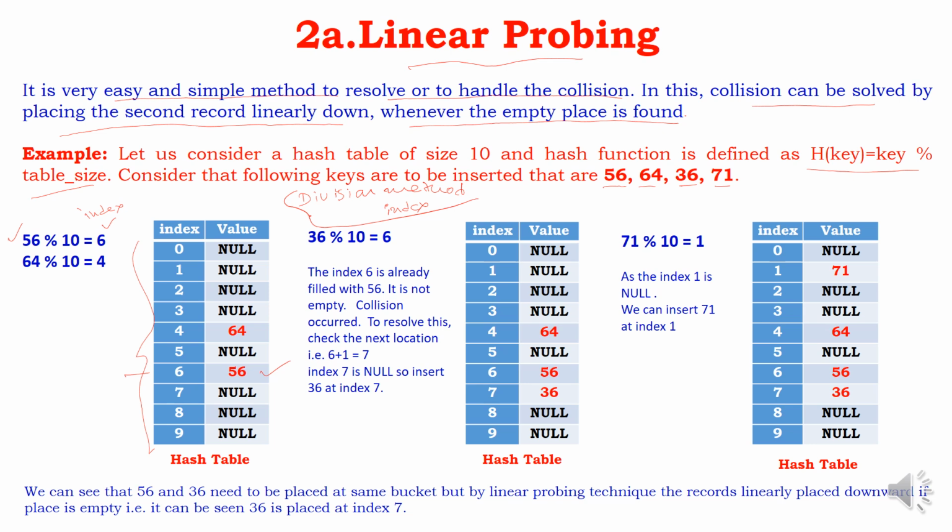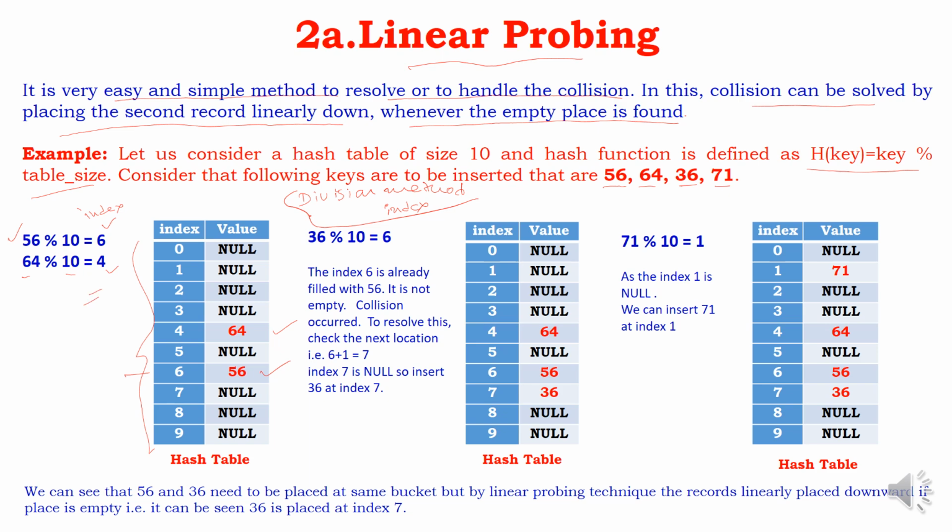The second one is 64. 64 percentage 10. Find the index by using the hash function, 64 percentage 10. You get 4. Check 4. Yes, it is null. So in the place of 4, 64 is placed. So in a table where there is a possibility of storing 10 data items, we have stored 2 data items.